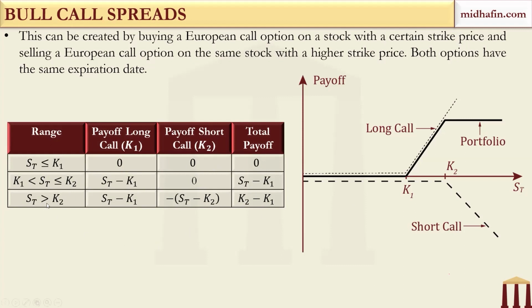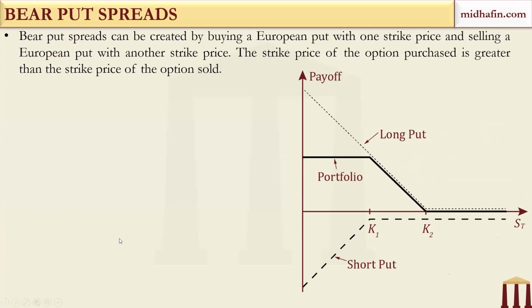If ST is greater than the second strike price also, the larger one, then the maximum profit that you will have beyond this level is K2 minus K1. That is, in our example, 60 minus 50, that is $10. That's the maximum profit. Okay, that's the bull call spread.